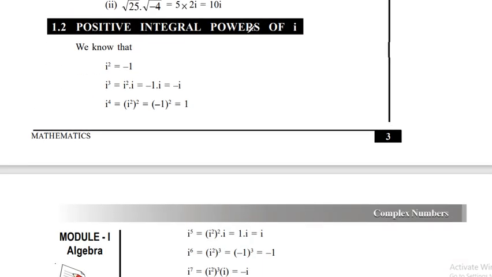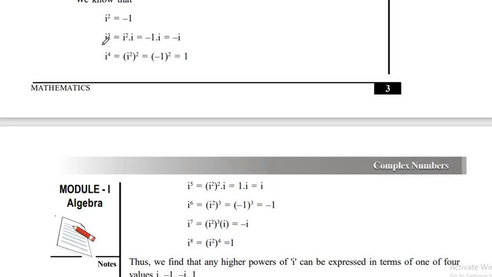Now you should know what is iota. We know iota square is -1, so you should know more powers of iota as well. For example, iota cube gives you minus iota. Why? Because iota cube can be written as iota square into iota. Iota square is -1, so you got minus iota. So every power of iota is either +1, -1, plus iota or minus iota. You take any power of iota, your answer will end up at 1, -1, iota, or minus iota. These are the four possibilities.